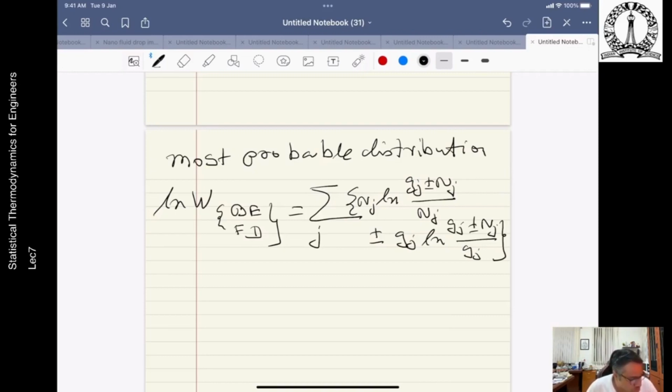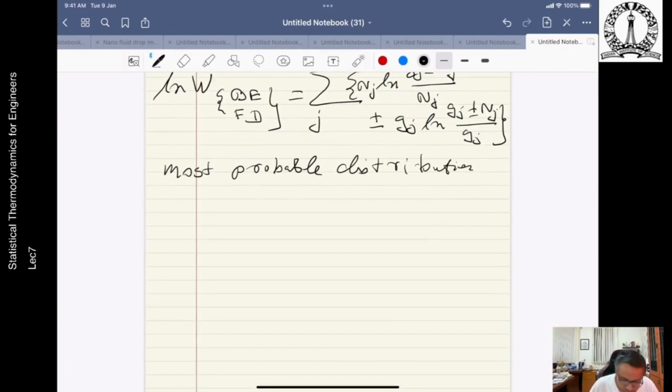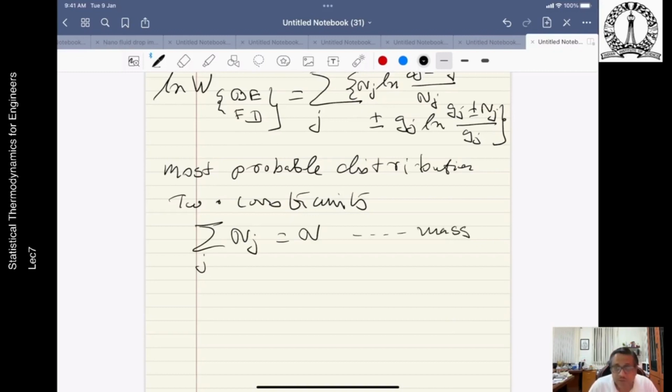So the most probable distribution, in order to find that out, our task is to find out the most probable distribution, right? So these are the Fermi-Dirac statistics for any arbitrary distribution. For that, we introduce two constraints in the system. First one is that summation of nj is equal to N, which is basically mass conservation. And then you sum over nj ej is equal to E, which is basically the energy conservation. So these are both common sense, right?